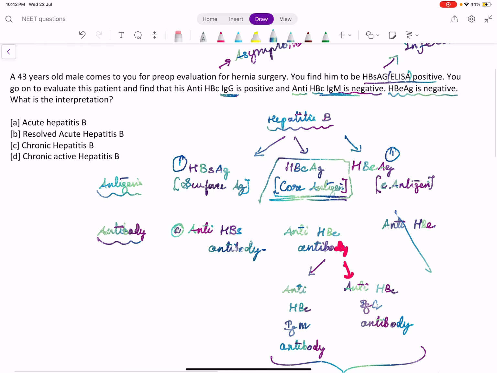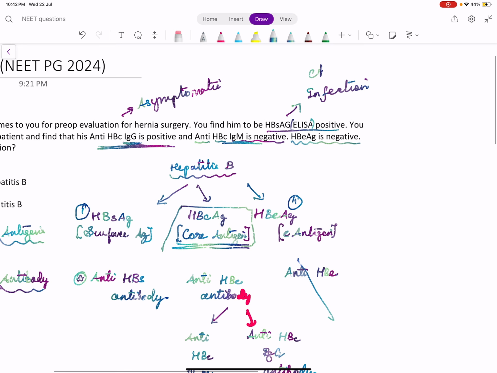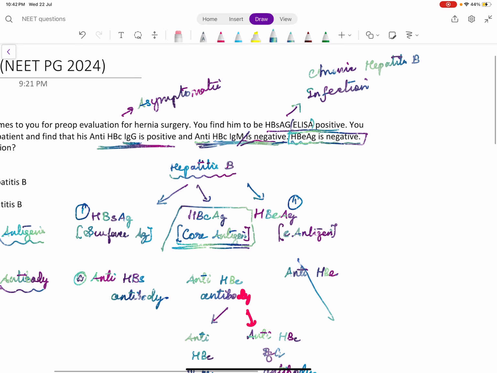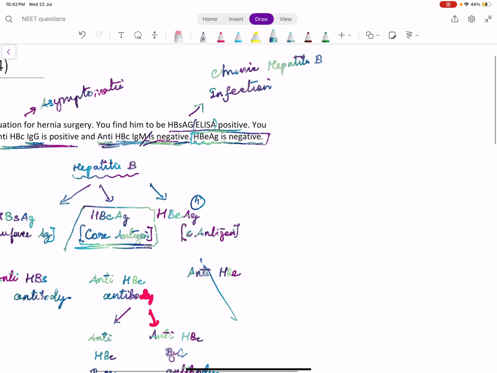So when IgG is positive, what does it mean? It is a chronic infection. So the patient is having a chronic hepatitis B infection. Anti-HBc IgM is negative, so there is no acute infection. Now hepatitis B E antigen, envelope antigen, is negative. What does E antigen indicate? Active replication. When HBeAg is negative, what does it mean? The disease is inactive. It's not actively replicating. So it is chronic inactive hepatitis B.